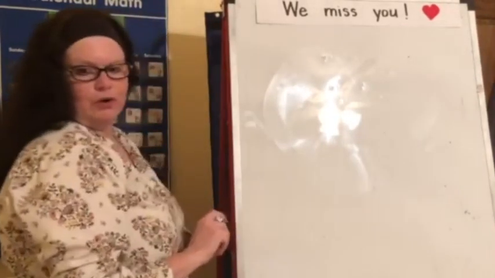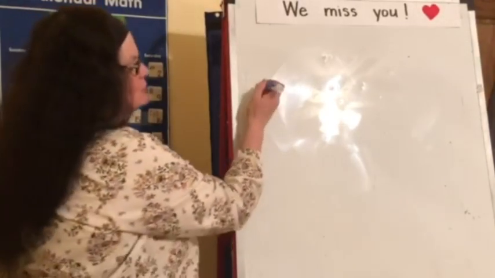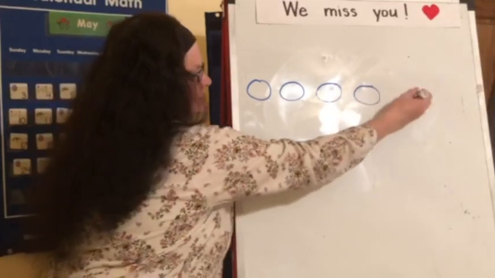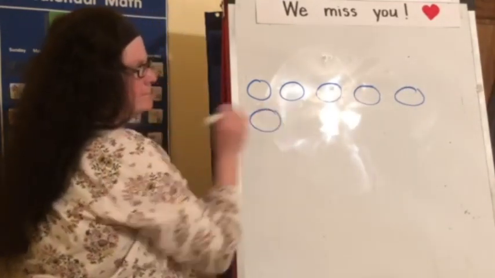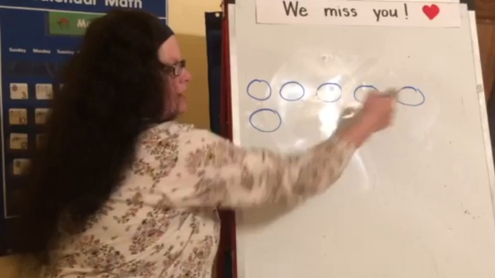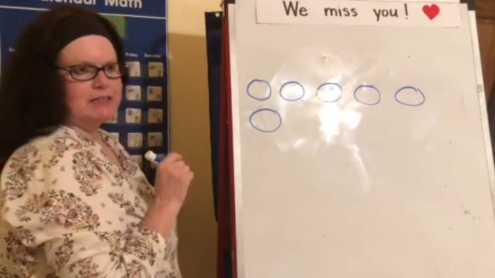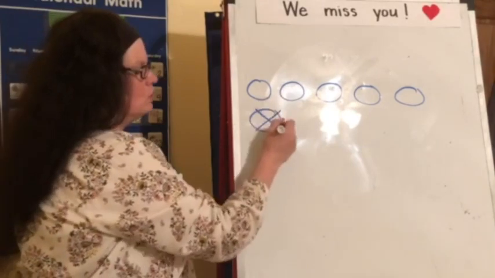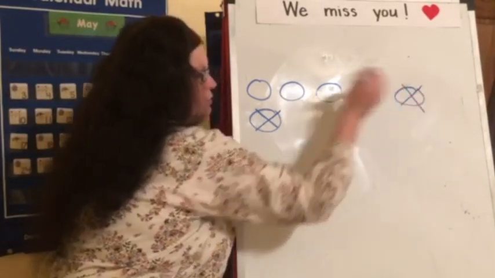This time, we're going to start with 6. So draw me 6 circles. 1, 2, 3, 4, 5, 6. All right, I'm going to start with 6. I'm going to cross out 2. 1, 2.